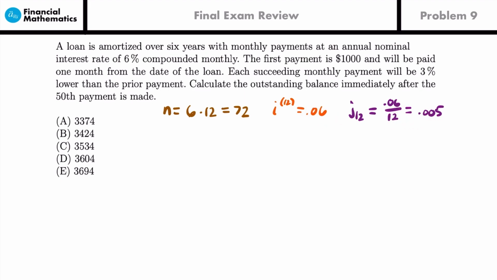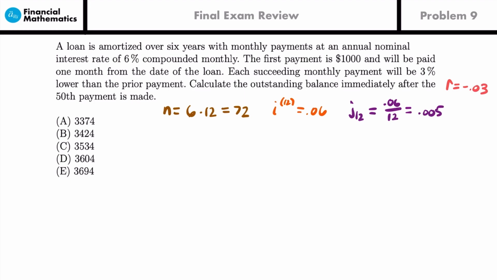Okay? Now, the initial payment is $1,000, but then after that, it's going to change. So we do have an inflation rate here. Specifically, it's going to be negative 3% because the payments are decreasing by 3%. It says each succeeding monthly payment will be 3% lower, not higher than the prior payment. So that means it's decreasing. So our inflation rate here, r, is equal to negative 0.03.